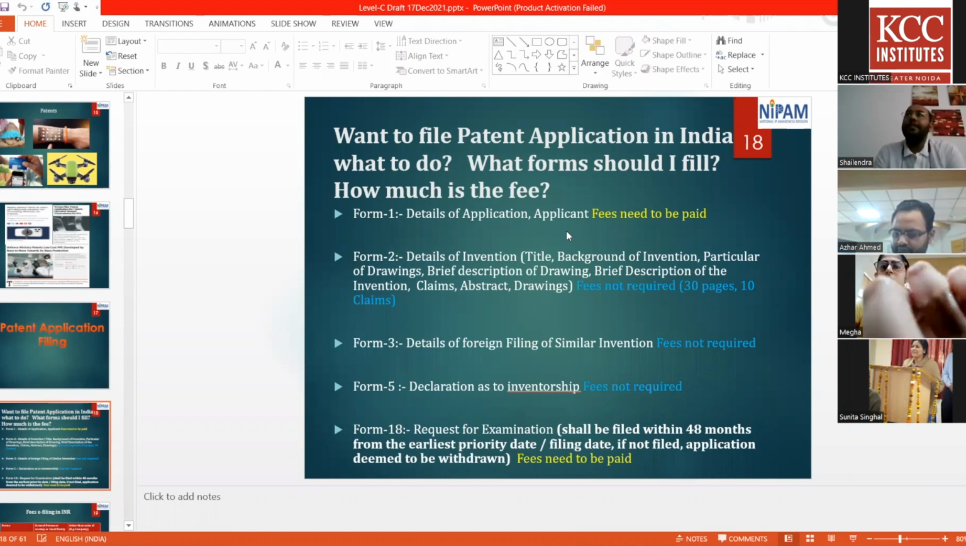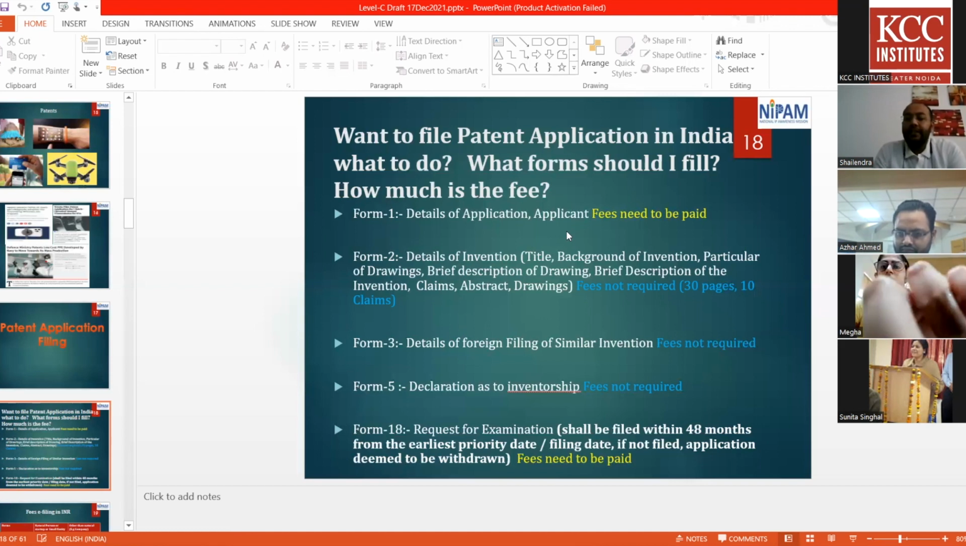So Form 1 is basically required for the purpose of providing the applicant details and the inventor's details. Like applicant details, let us assume that KCC Institute is an applicant. They are filing a patent application.